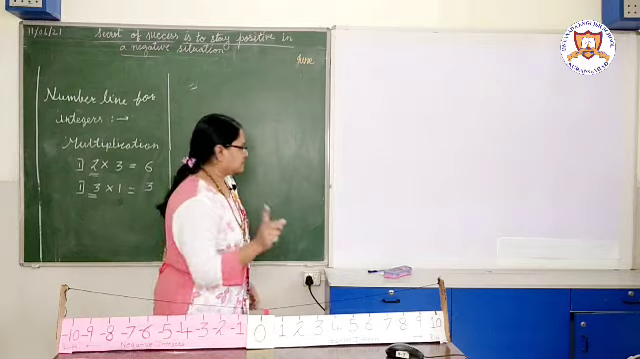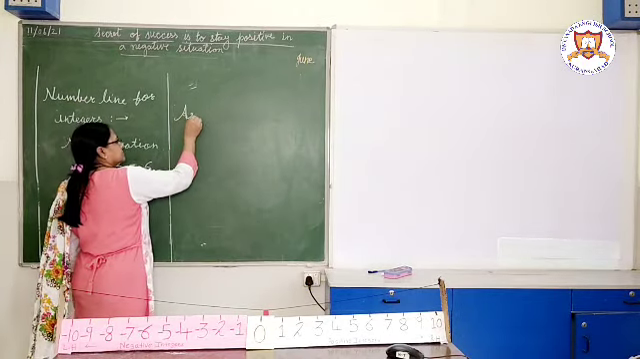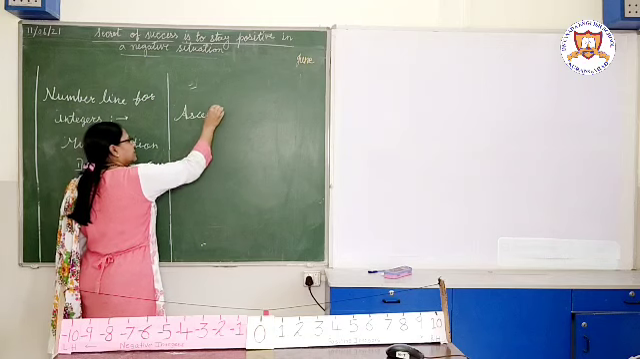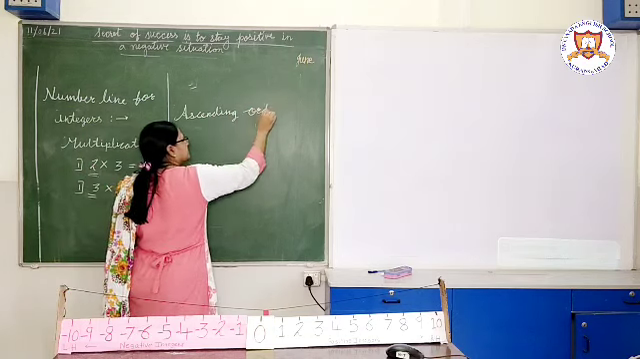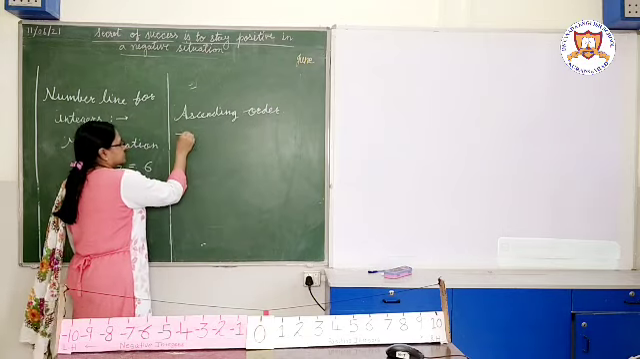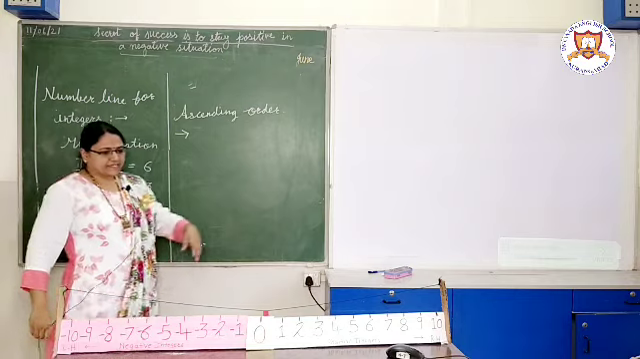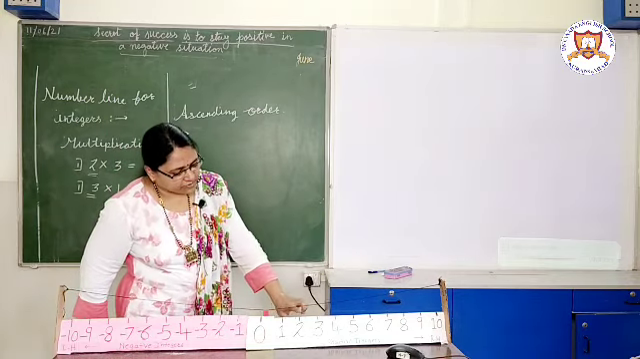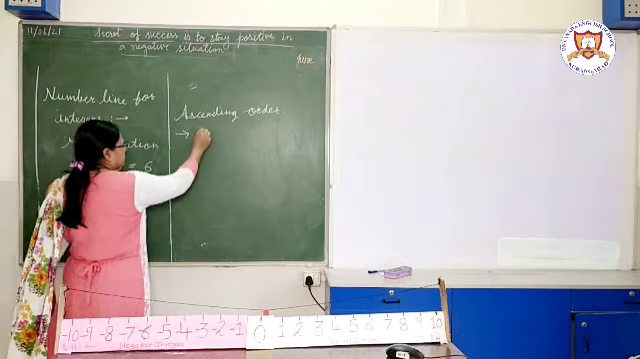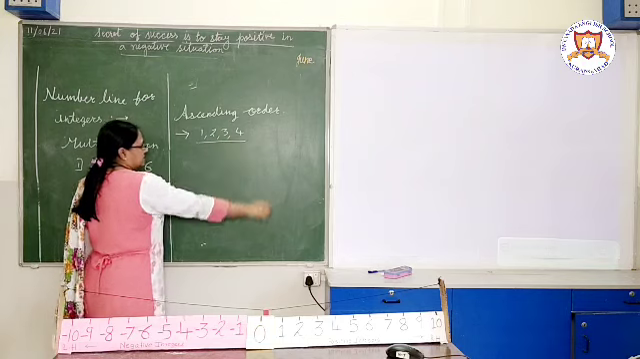Now we will write down the ascending order. See the ascending or descending order. Ascending order: we know that as we go to the right-hand side, numbers increase. So we will start 1, 2, 3. Okay, so 1, 2, 3, 4. These are in ascending order.